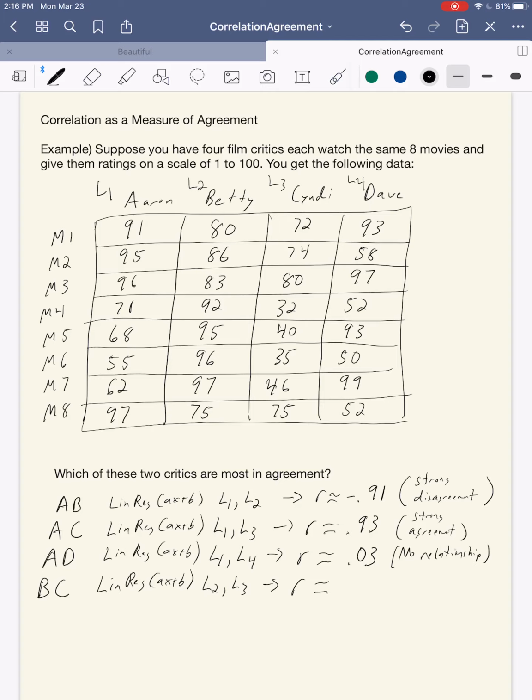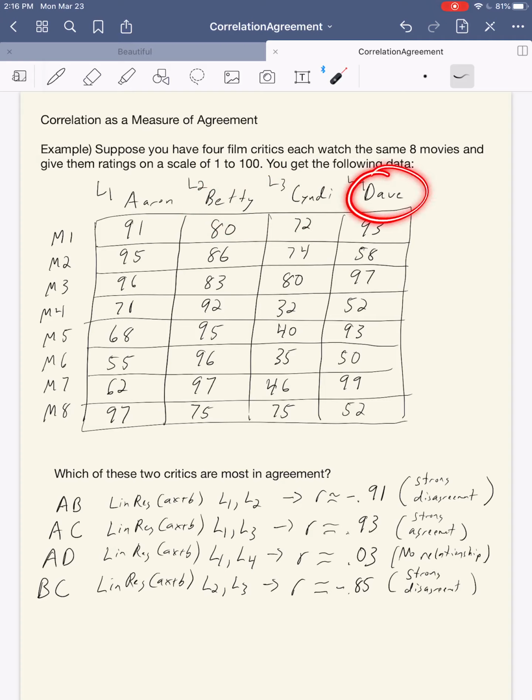We'll go use our calculator, right? We put in L2 and L3 this time, because we're doing Betty and Cindy here. And let's see what value we get. And we get a negative 0.85. And just as anticipated, we get strong disagreement. That's expected because, as we said, we know Betty disagrees with Ehren, and we know Ehren agrees with Cindy, so Betty should disagree with Cindy.